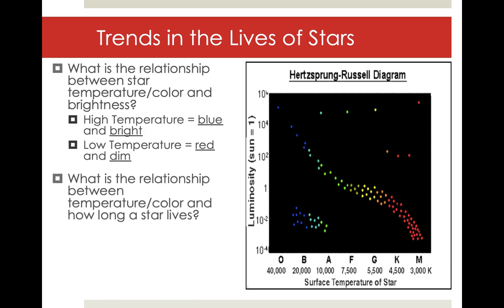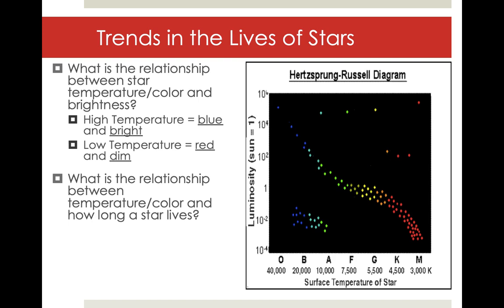What is the relationship between temperature, color, and how long a star lives? Well, let's just think about this for a second. Let's say I have a candle. The hotter that candle burns, the quicker the candle melts. Does that make sense? So that means that the hotter the candle burns, the shorter its lifespan as a candle. This is pretty easy to understand, I think, especially when we think about candles.